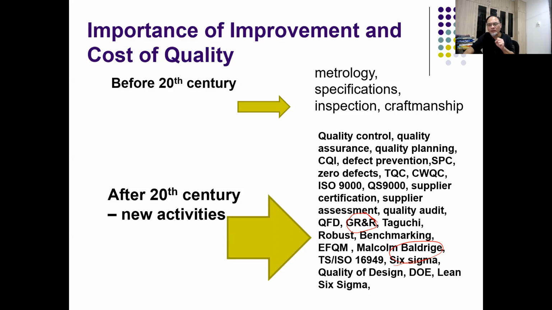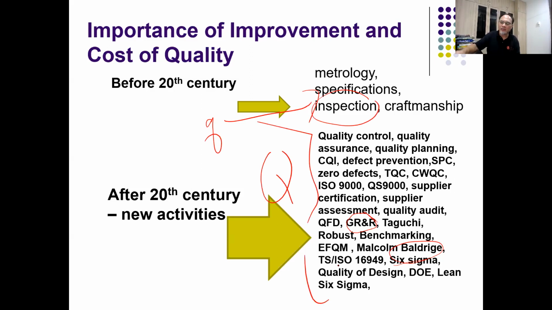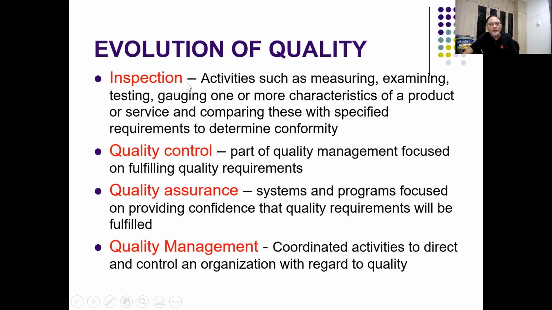We are no more talking about small Q. Small Q is only inspection, product quality. We're talking about big Q, big quality. Okay. So think about it. So the evolution of quality: this is a simplified version of the previous slide actually.